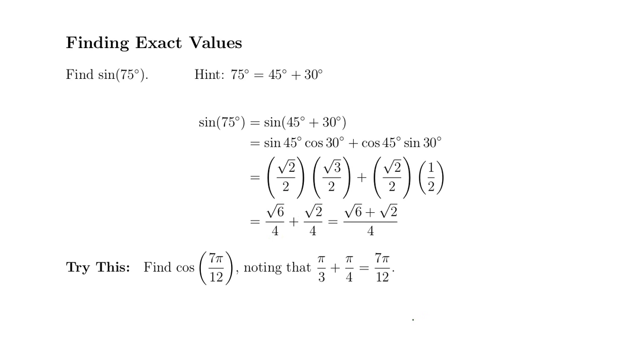Here's another one to try. Find cosine of 7 pi over 12. And I'll give you this hint. Note, pi over 3 plus pi over 4 is equal to 7 pi over 12. So you can do the same thing, except your formula is going to be different because we're looking at cosine now. It's still a sum.